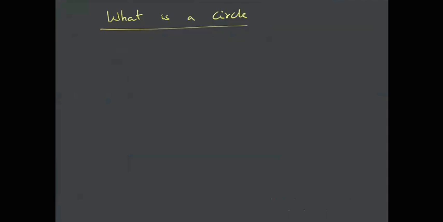If I take a fixed point, say O, in a plane. Everything we are dealing with is in a plane, not in space. So say O is a fixed point, and say there is a fixed distance r. Let us take a point which is at a distance r from O. Let us take another point which is at a distance r from O.